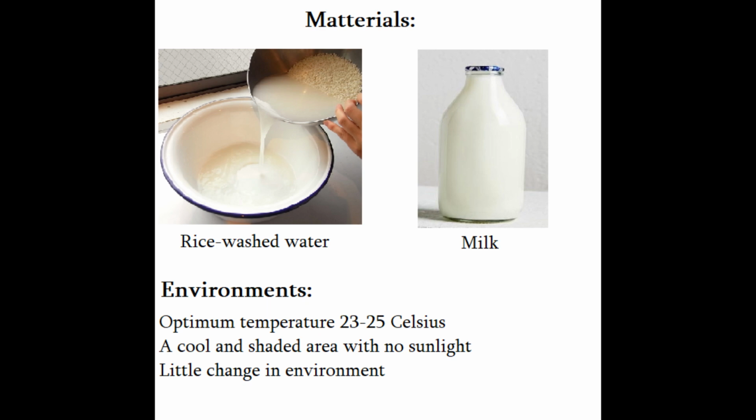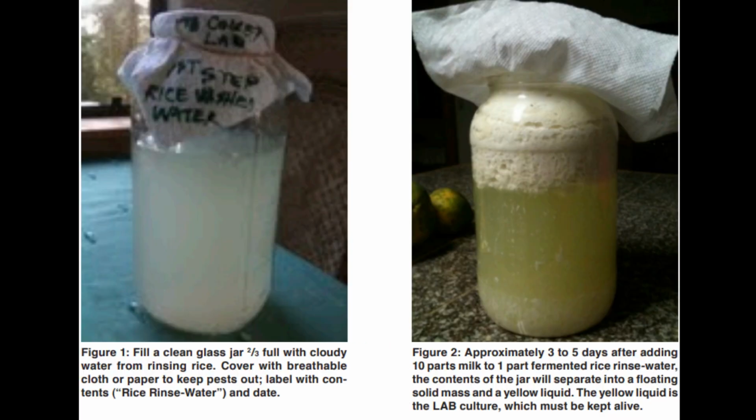Environments. Optimum temperature is 23 to 25 Celsius. A cool and shaded area with no sunlight. Little change in the environment. Methods. Pour rice-washed water up to 15 to 20 centimeters deep in a jar and cover the mouth of the jar with porous paper, so that the rice-washed water occupies 2/3 the volume of the jar.